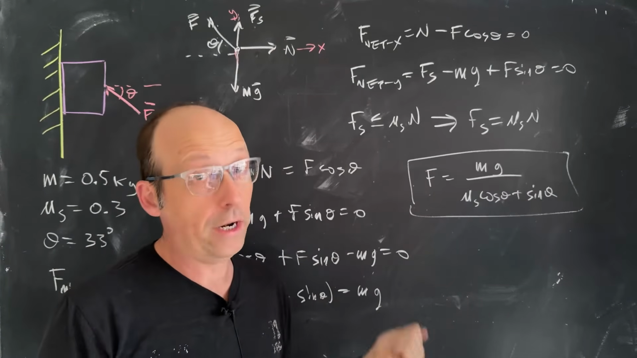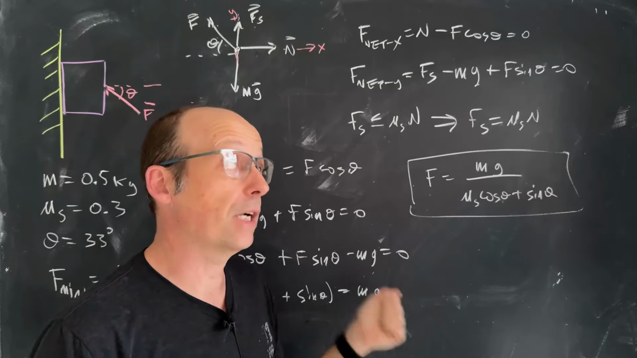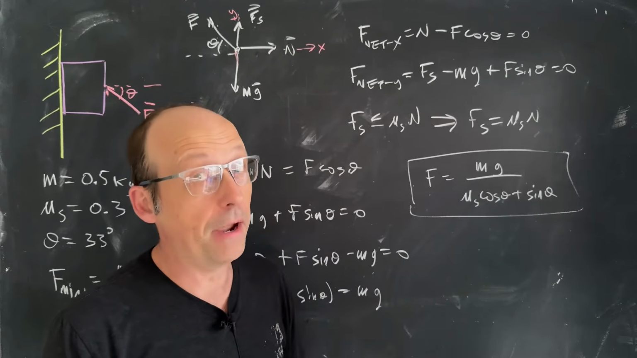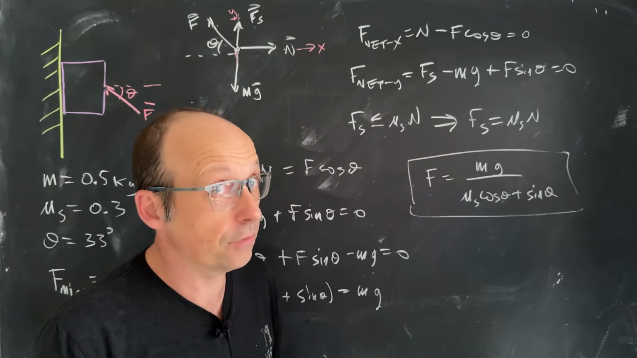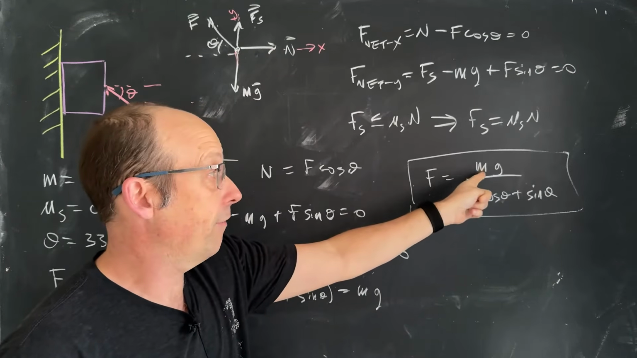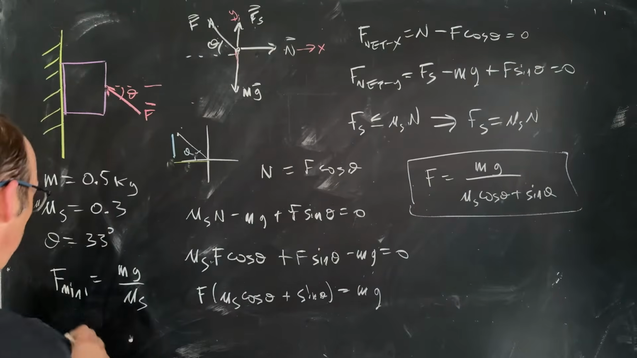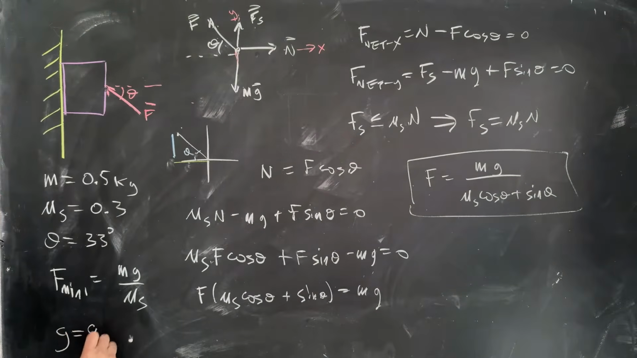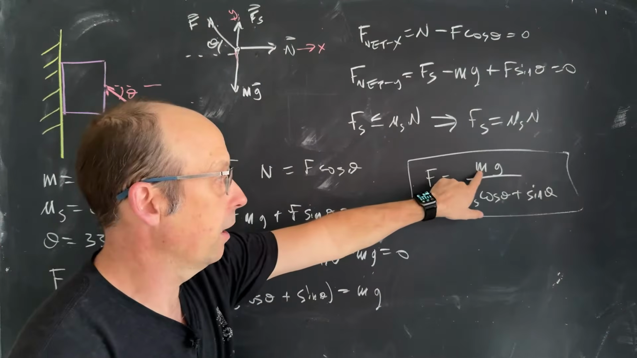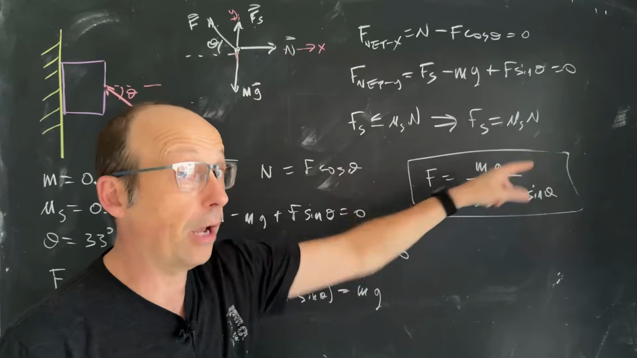Number one, I want to make sure that my answer has the right units. So I know that my answer has to be in newtons because it's a force. So here I have mass and I have g. Remember g, the magnitude is 9.8 newtons per kilogram. So if I multiply kilograms times newtons per kilogram, I get newtons.